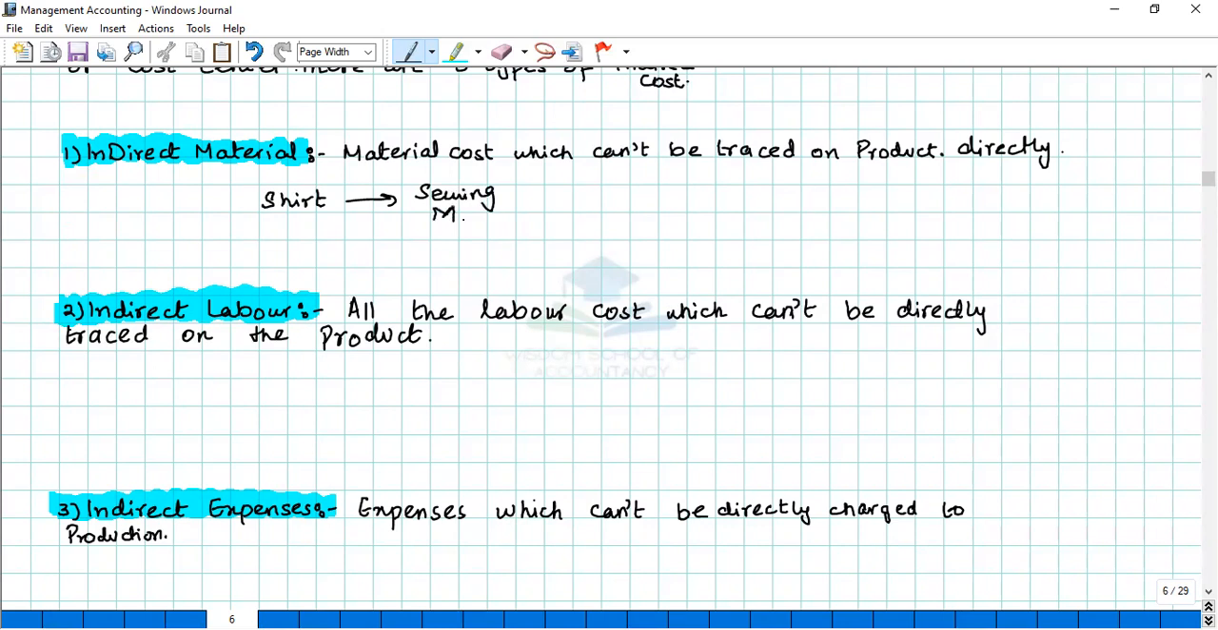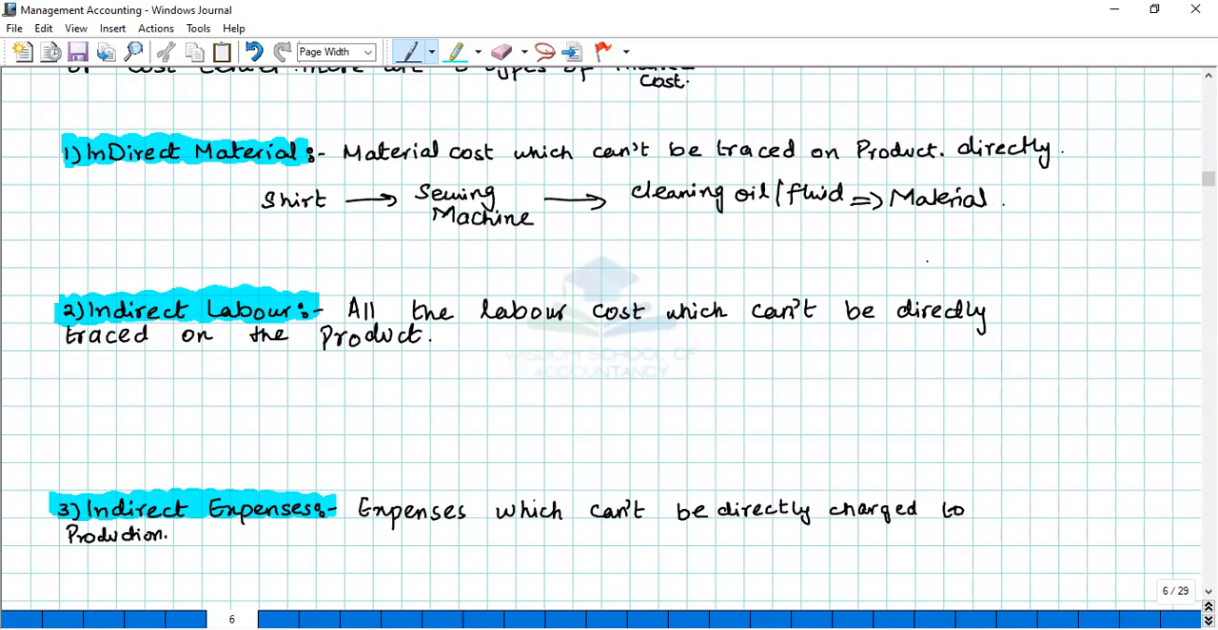The tailors made the shirt using the sewing machine or any machine. Now, for cleaning of that sewing machine, you purchase some cleaning oil or fluids so that you could clean the sewing machine so it could work smoothly and efficiently. Now this cleaning oil and fluid, what are they? They are material, and you cannot directly trace them on the finished unit.